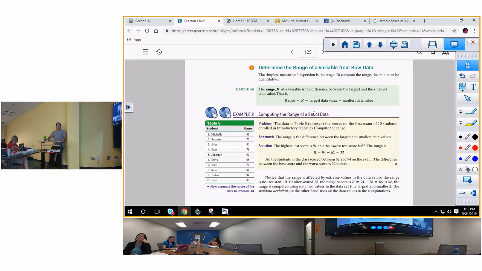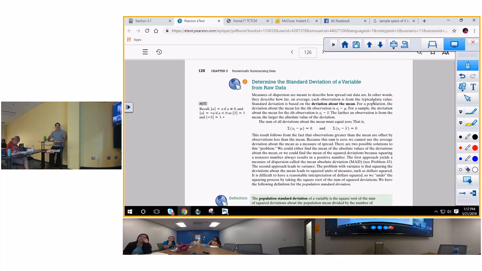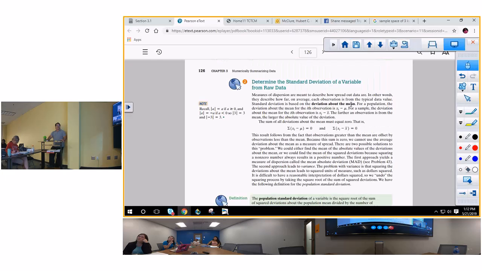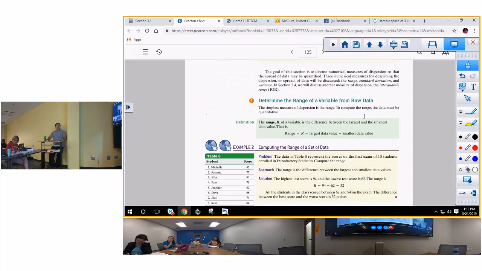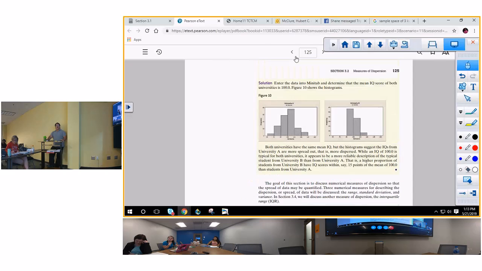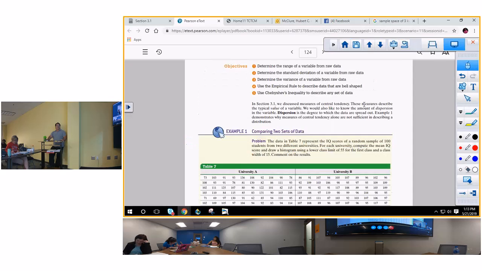And then the mid-range is the same as the midpoint. You take the highest plus the lowest and divide by what? 2. I don't even see it. Let's see if I can find it. I don't even see the mid-range. Okay, the mid-range is the highest plus the lowest divided by 2.